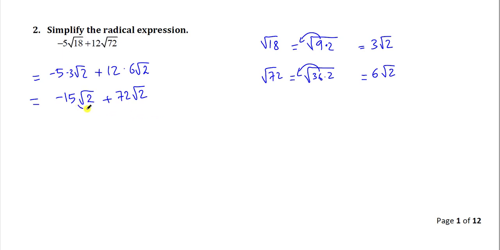Now they have the same radicand inside. Therefore, we can combine the like terms, since we have like radicals. Square root of 2 and square root of 2 are the same thing. We can just combine the coefficients: minus 15 added to 72 gives me 57. And we just keep the radical 2 when they are like terms. So your answer should be 57 multiplied by the square root of 2.